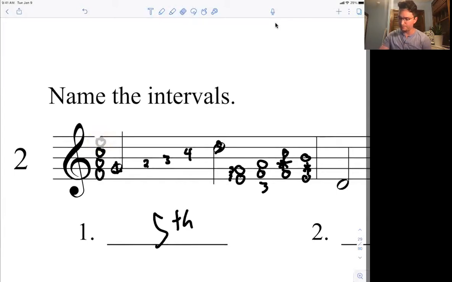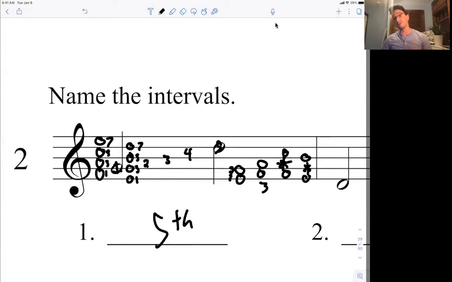You stack it like that, that's 1, that's the 3, that's the 5. If we stack another one on top, so we have our fourth, that's going to be a 7th, okay? So if it stacks nicely like that, that's going to be a 1, which would be a unison, a third, a fifth, or a 7th, okay?